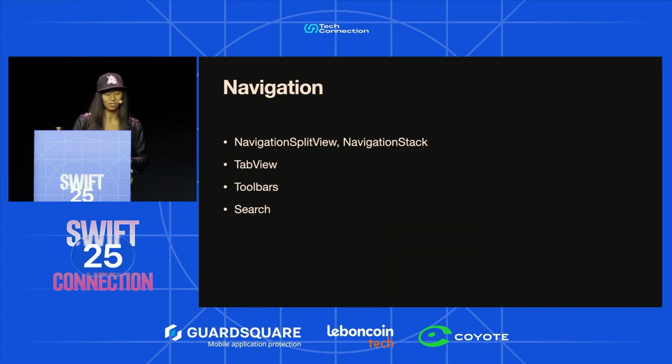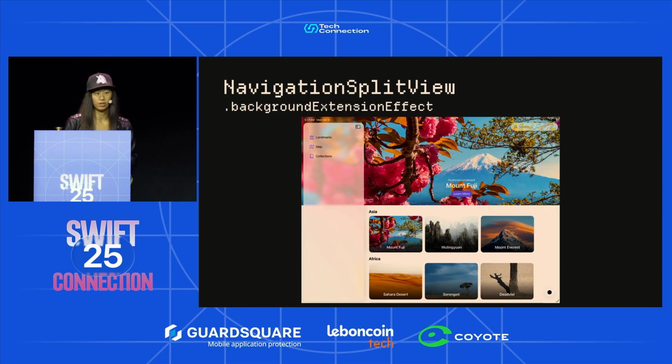But looking at our navigation, we have the NavigationSplitView, NavigationStack, and TabView. All the toolbars and the search. So let's see within this the app structure for how you go about implementing liquid glass within these pieces, because it's really the navigation stuff more so than your actual content that gets liquid glass. In NavigationSplitView, you have a new modifier called backgroundExtensionEffect. And all this does, as you can see in the photo, is it takes your photo, mirrors it behind the liquid glass, and now it's under the liquid glass, and it looks beautiful.